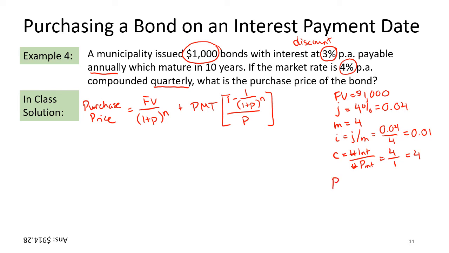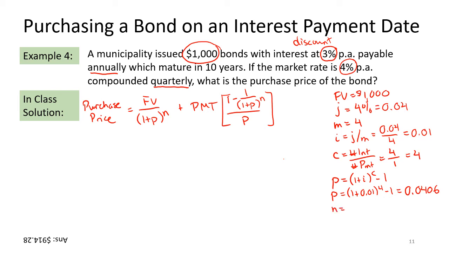So we can calculate our equivalent rate of interest P, which is 1 plus the periodic rate of interest I to the exponent C minus 1. In this case, P is 1 plus the periodic rate of interest, 0.01, to the exponent 4 minus 1. And if you calculate that out, you get 0.0406. Okay?